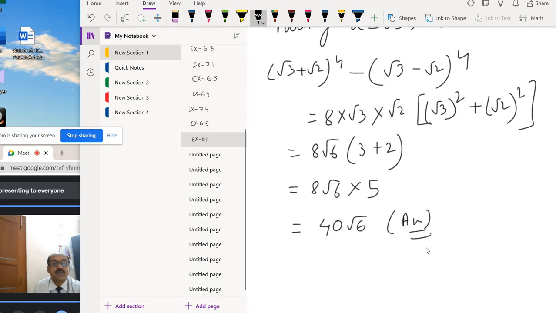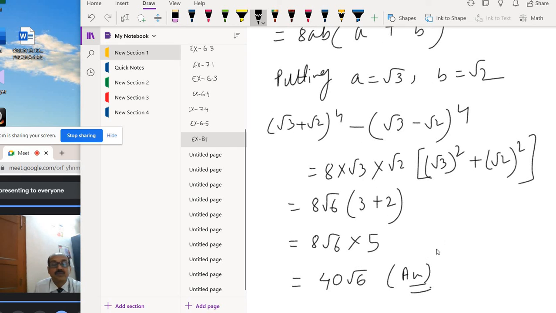Okay, it is clear. Any question? No, sir. So this type of question you can do now. A plus b to the power 4, but if it is a plus b to the power 6, then also you can do.